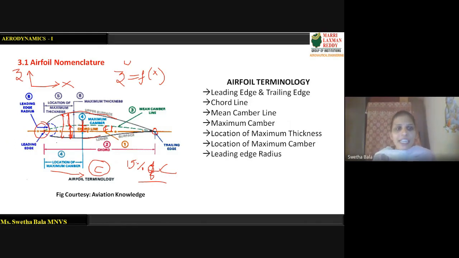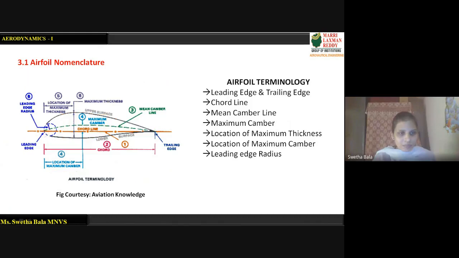The next one is leading edge radius. As you can see here, we have a curve at the leading edge. This leading edge radius determines how much the flow over it is going to separate when it is a subsonic flow over the airfoil. So depending upon the bulge, the airflow tends to separate over the airfoil. So this is your airfoil nomenclature.